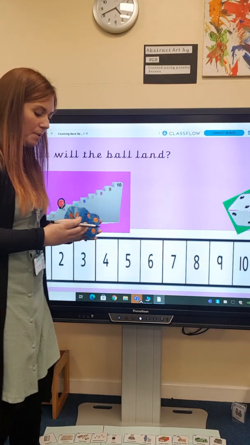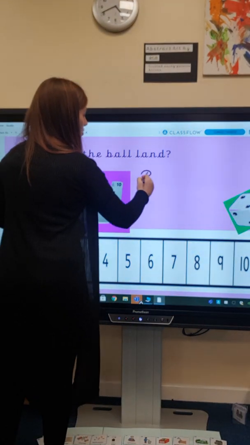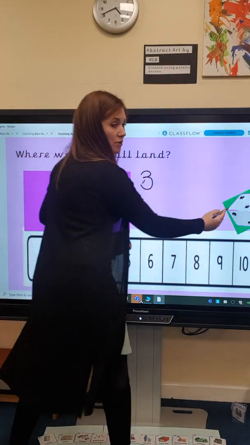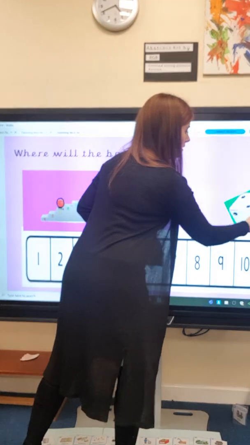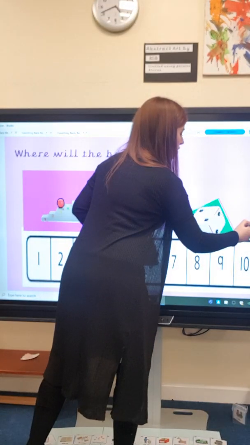It's going to bounce back. It's that number again. 2. So the ball is on number 3 and it's bounced back 2. I'll put the dice here. Can we see that dice there? 2. So let's write the 2.